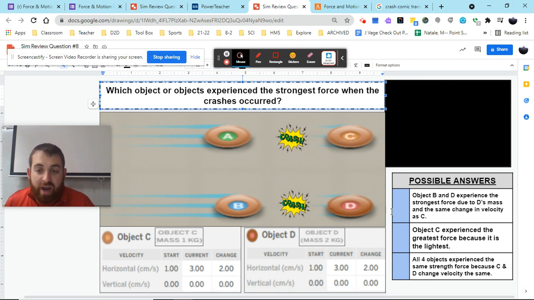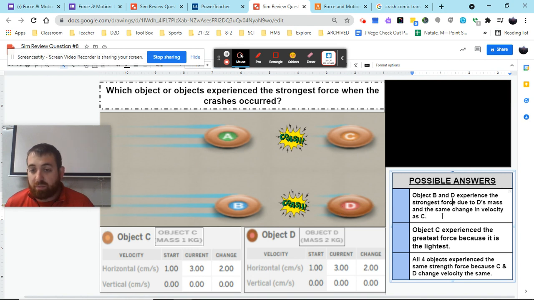So looking at these two crashes, we have to decide which object or objects experienced the strongest force based on their weight and based on their velocity. So let's take a look at our options. First option is object B and D experience the strongest force due to D's mass and the same change in velocity as C. Option two, object C experienced the greater force because it's the lightest. And the last one, all four objects experience the same strength force because C and D changed velocities the same.